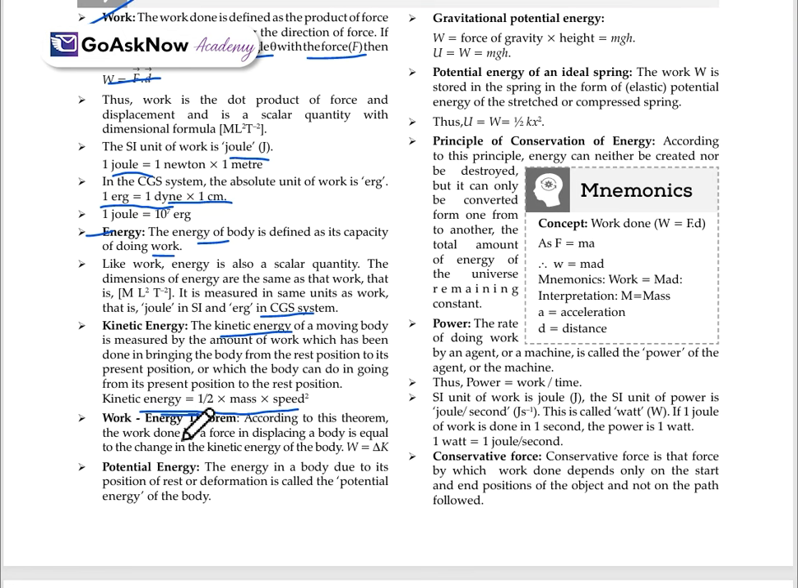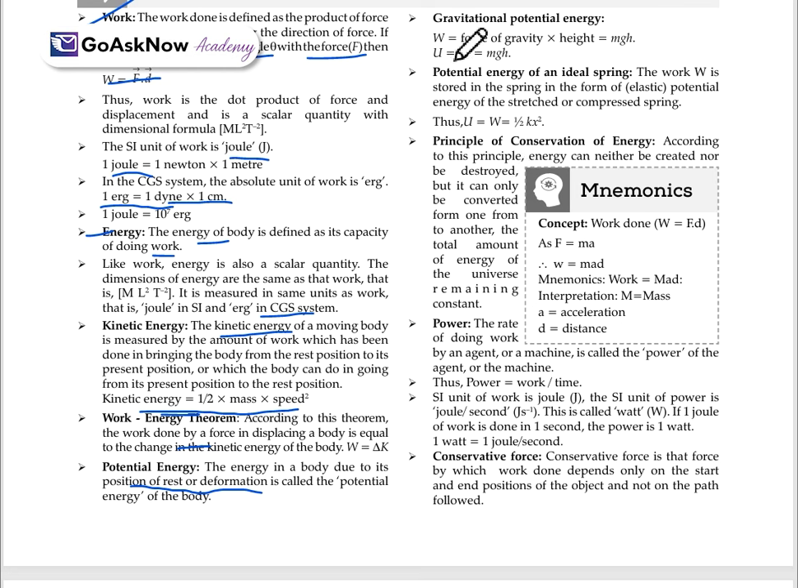Now moving to the next, the work-energy theorem. According to this theorem, the work done by the force in displacing the body is equal to the change in kinetic energy, meaning W is equal to delta K. Now potential energy. The energy of a body due to its position at rest or its deformation is called the potential energy of the body.